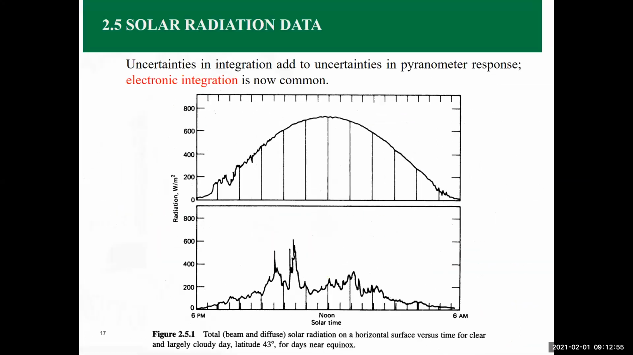This is a plot that shows the uncertainties in integration and in parameter response. What is being seen here is the amount of solar radiation, watt per meter square, over a day from 6 a.m. to 6 p.m. And it is showing it on a clear, sunny day, clear sky on the top figure, and on a cloudy day in the bottom figure. And you can see the differences here.